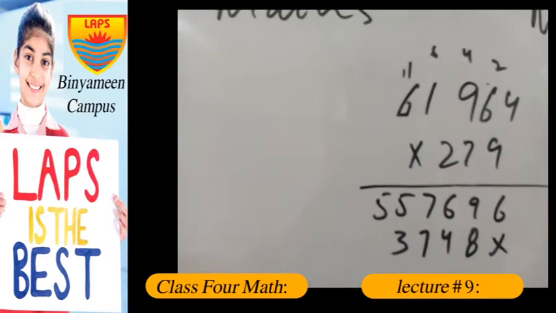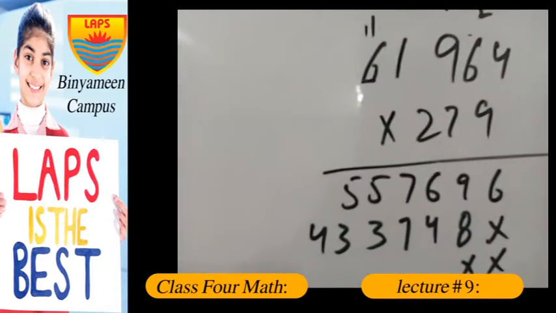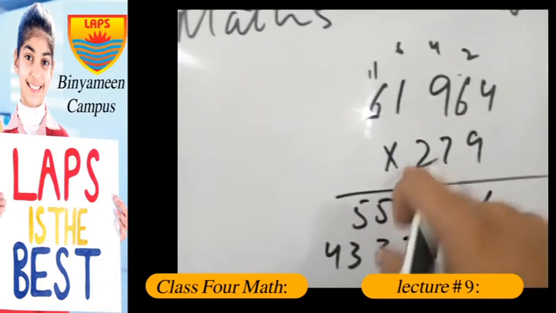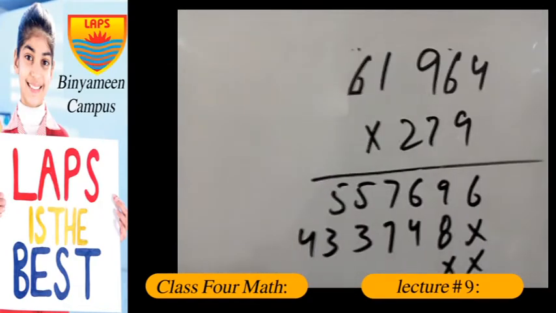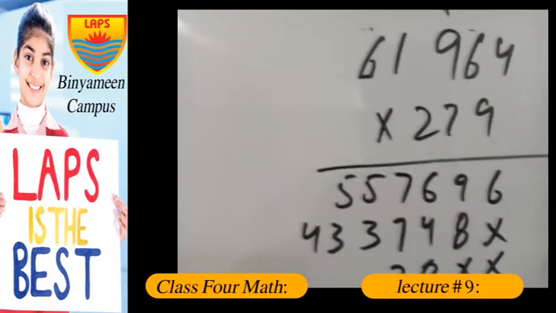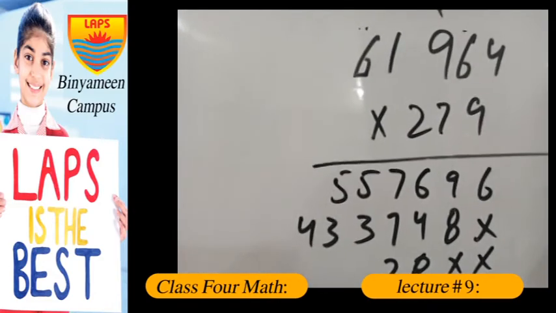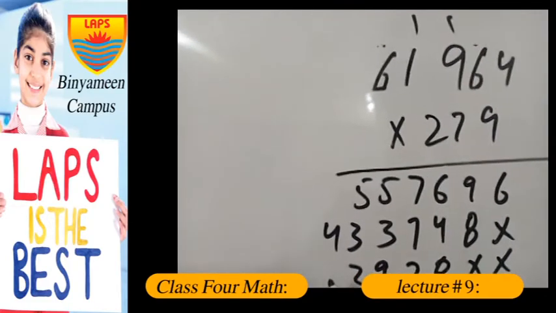And just like that, 2 crosses, because we are now multiplying by 2, which is on the hundreds place. 2 fours are 8, 2 sixes are 12, 1 will be carried here. 2 nines are 18 and 1, 19, 1 carry. 2 ones are 2, 3, 2 sixes are 12.